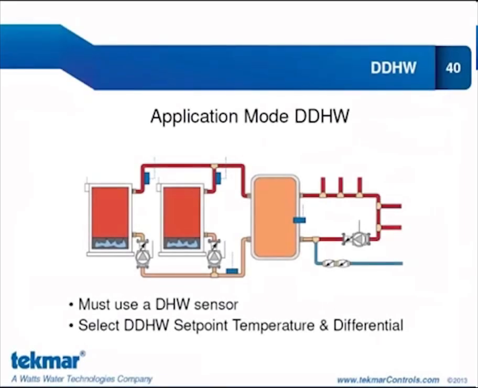Our featured application 3 showed you application mode DDHW for dedicated domestic hot water. Now, if you remember, in this application mode, we can accommodate a single water temperature. So those boilers will be operated to maintain the domestic hot water set point temperature. In this application, you must use a domestic hot water sensor. We cannot accommodate an aquastat. And because we're using a sensor, you will set up the set point temperature and the differential. Of course, as you saw in application 3, you will also configure the auxiliary relay to operate the recirculation pump.